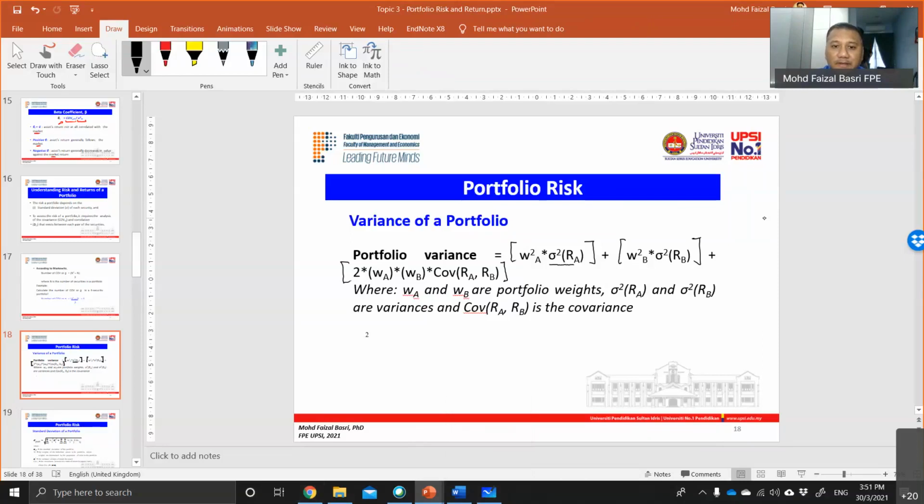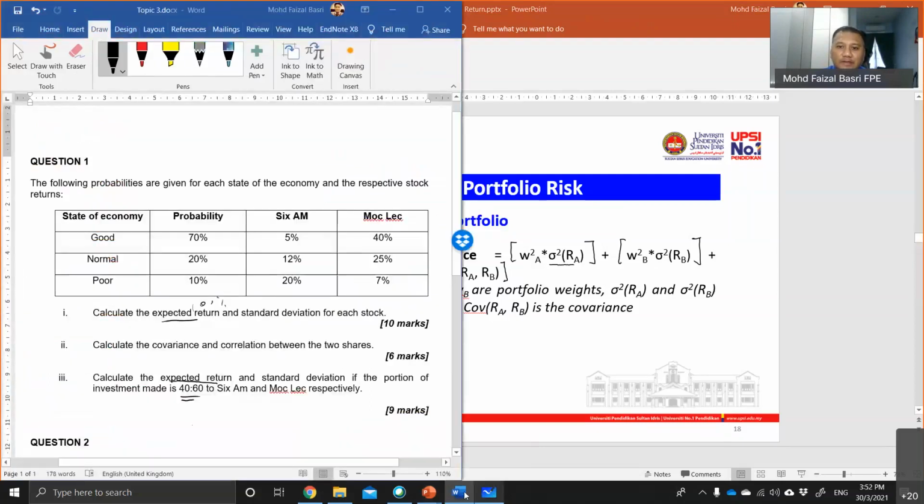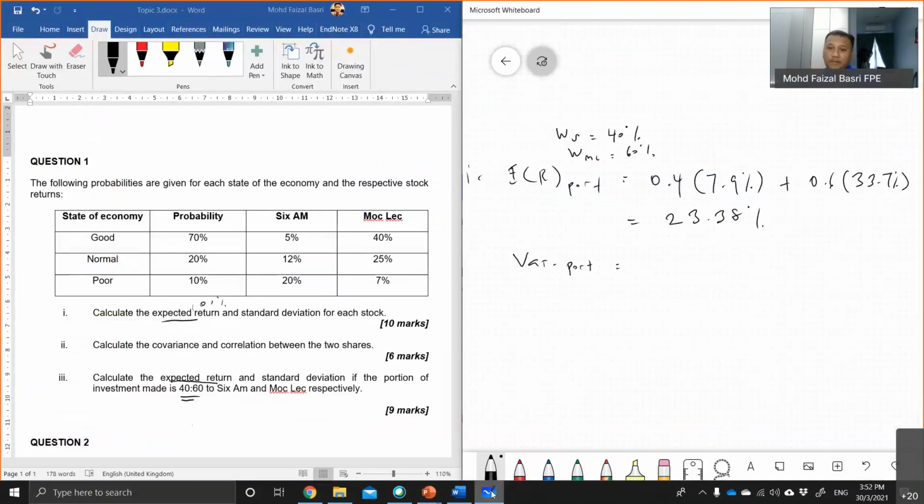Okay, so there's some explanation at the bottom. With A and with B, based on our example just now, the weights are 40% and 60%. This is the variance for stock A, this is the variance for stock B, and this would be the covariance between the two investments. Okay, so let's transfer this into our formula here. Remember we have three parts.